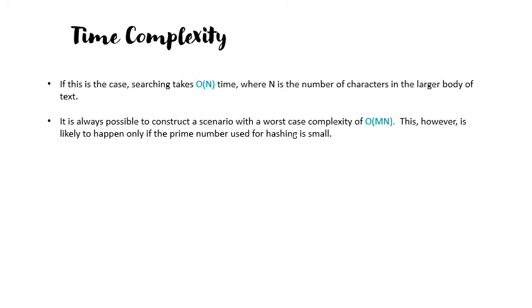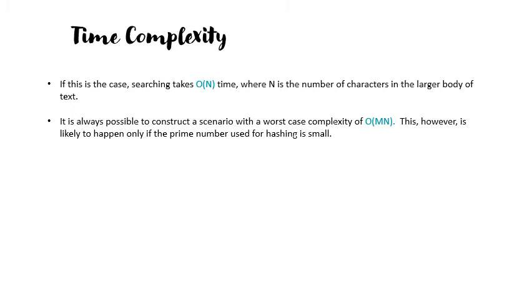In the worst case scenario, the time complexity is big O of m times n. This can happen if the prime number that we use for hashing is small, or there is always a hashing collision. For example, whenever the algorithm thinks it found a match, it verifies each of the m letters in the pattern. If there is a collision at each step, m letters will be checked n times, resulting in a running time of big O of n times m.